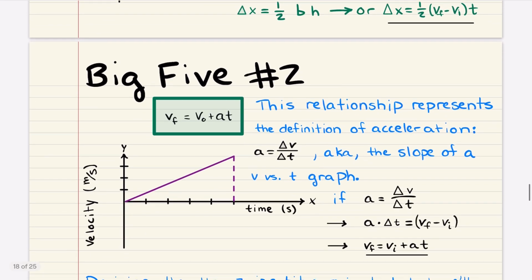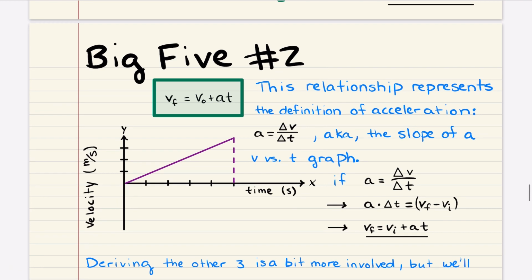For big five number two, this relationship just really represents the definition of acceleration. And it's saying that if you have, again, the same graph here, constant acceleration, then your velocity is going to have a linear relationship with time. And the slope of that line is going to be equal to your acceleration. So it's saying that the definition of acceleration is the slope of your graph on a velocity versus time graph.